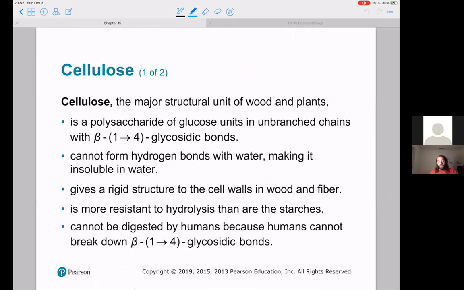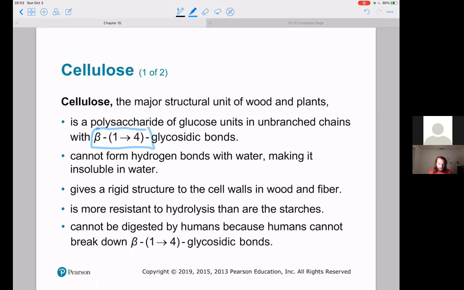The last one is also a polysaccharide that's found in plants, but it's not used for energy. It's used for structure. It's what's called a structural carbohydrate, and that is cellulose. And cellulose is made of unbranched chains with a beta-1,4 glycosidic bond, right? So very similar to amylose, it's just one long fiber of glucose units stacked together, but instead of being joined by alpha-1,4 glycosidic bonds like amylose, it's beta-1,4 glycosidic bonds.